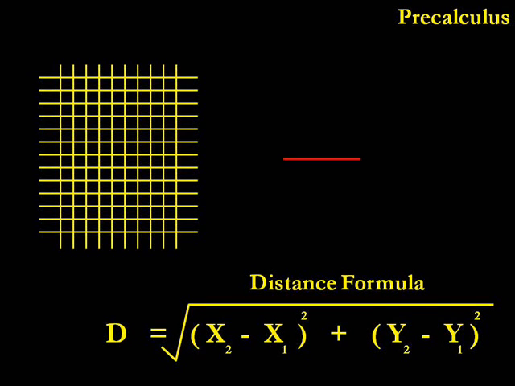Here we're going to work on the distance formula. We have the equation here at the bottom of the distance formula. The furthest x minus the closest x squared plus the furthest y minus the closest y squared. All of that square rooted will give you the distance of something.